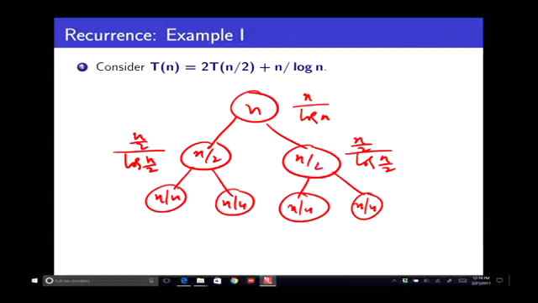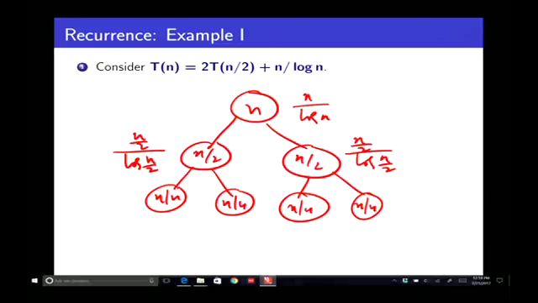The meaning of this recurrence is that if I start with a problem of size n, I'm going to break it into two problems of size n over 2, and the amount of work I'm going to do depends on n, so it is n over log n, right? So when I break it into two problems of size n over 2, this is a smaller problem. Now the n has become n over 2, right? So the work done at this node is n over 2 divided by log n over 2. Is that clear?